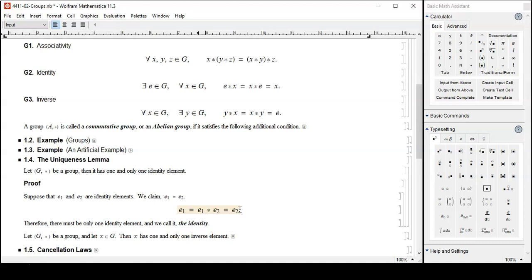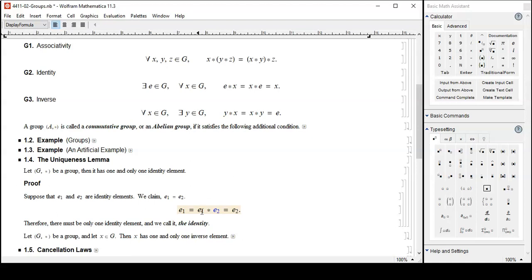Let's analyze this a little bit. Please note that E2 is an identity. I just highlighted in blue. So we have this property. Something times E2, we get the same thing back. That's what we have here. We have the same E1 back because E2 is identity. Make sense?